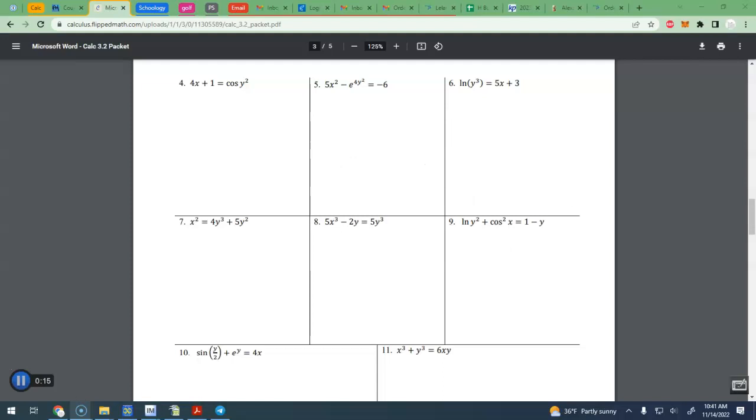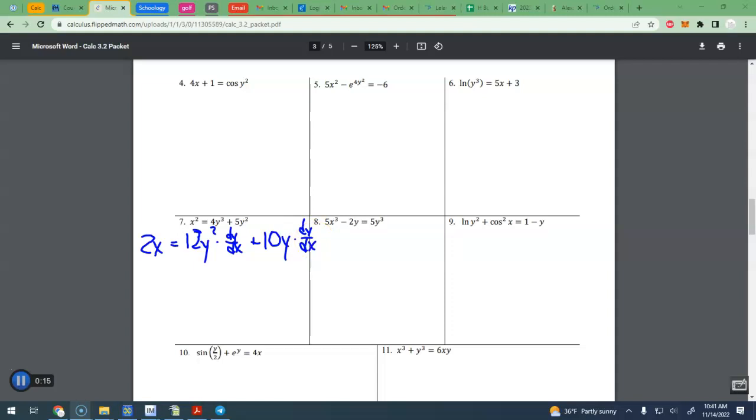So I can't. Y is not by itself, right? So I got to use implicit. I don't see any product rule because those are being added, not multiplied. There's no chain. So the derivative of x squared is 2x. I didn't take the derivative of y, right? This would be 12y squared. But I did take the derivative of y, so multiply by dy dx, and then 10y, and I took the derivative of a y, so multiply by dy dx.